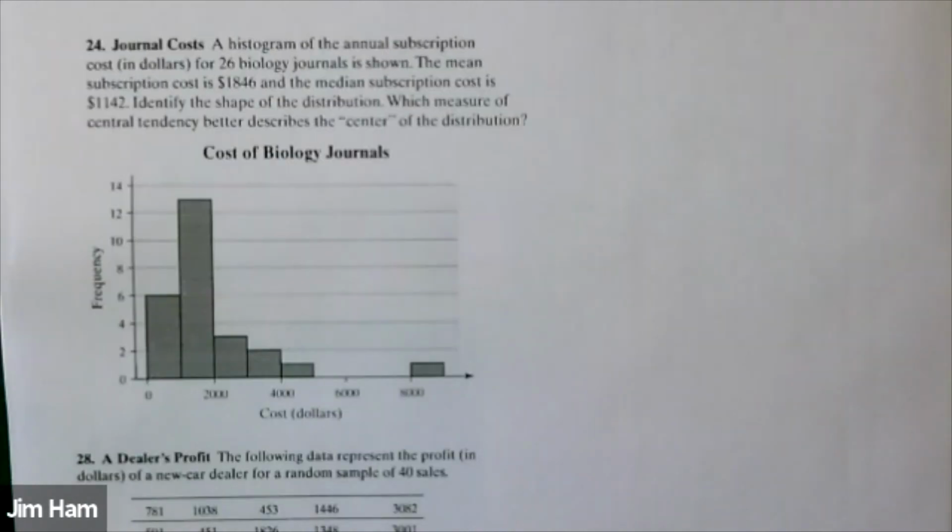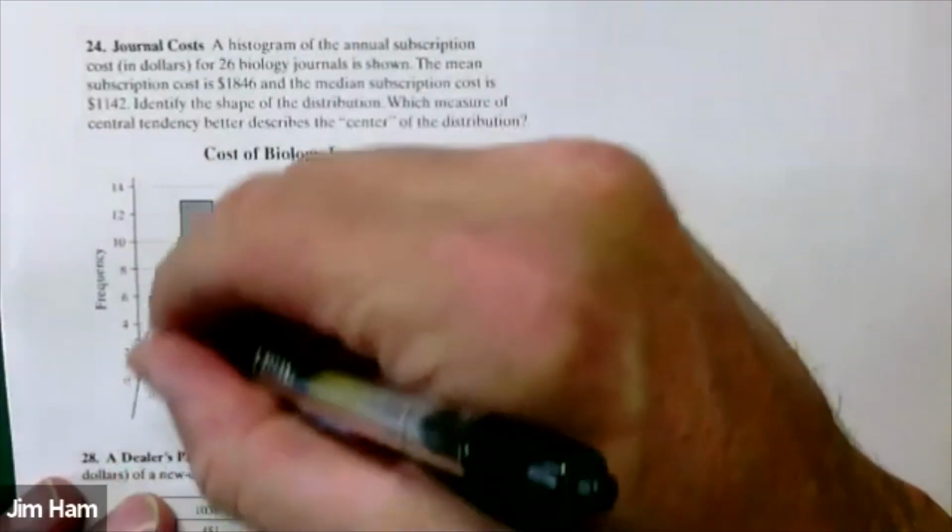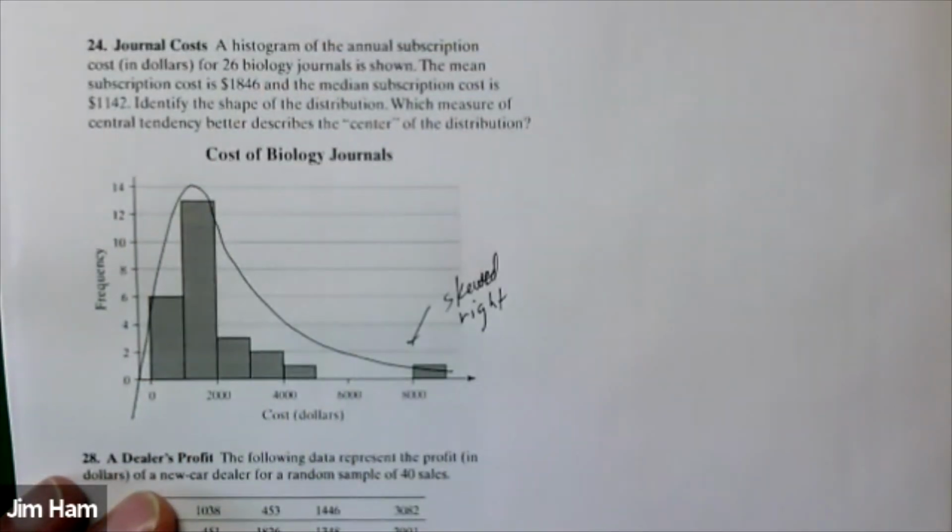Journal costs. You see a histogram here: skewed left, skewed right, bell-shaped. The histogram represents the annual subscription costs for 26 biology journals. The mean subscription cost is $18.46, and the median subscription cost is $11.42. Identify the shape of the distribution, and which measure of central tendency better describes the center of the distribution. All right, so this is skewed right.